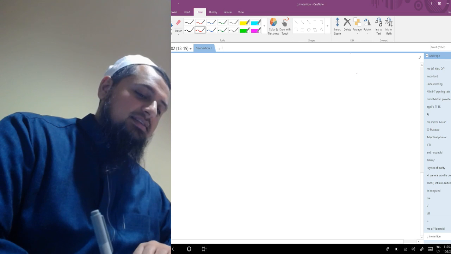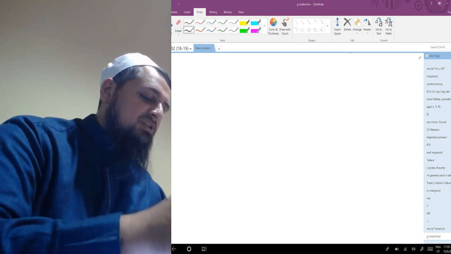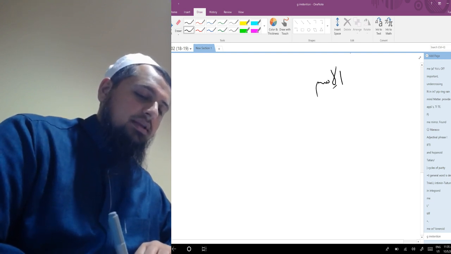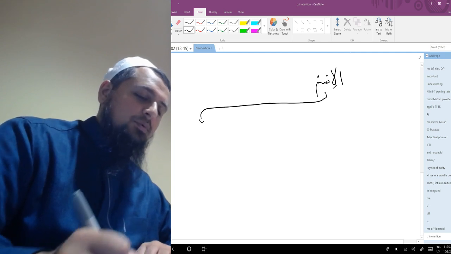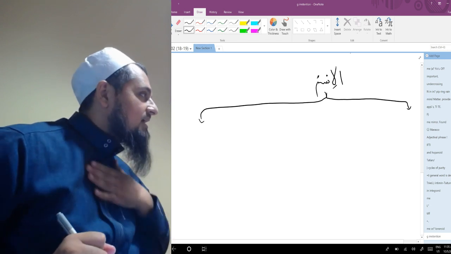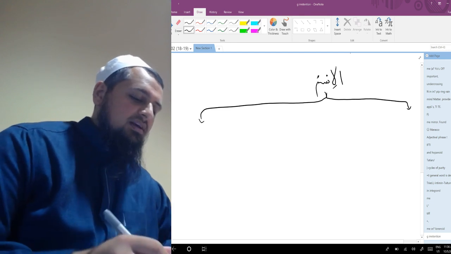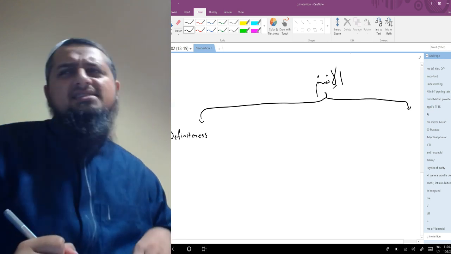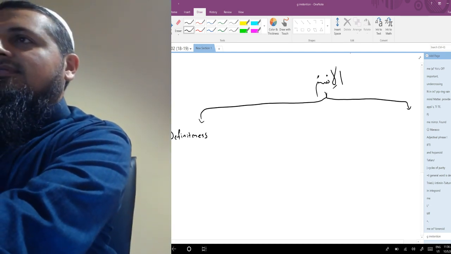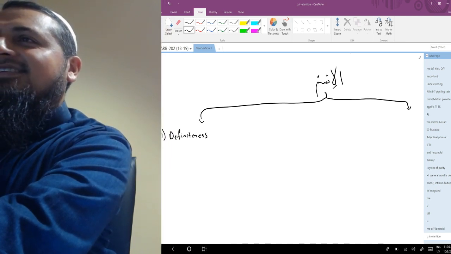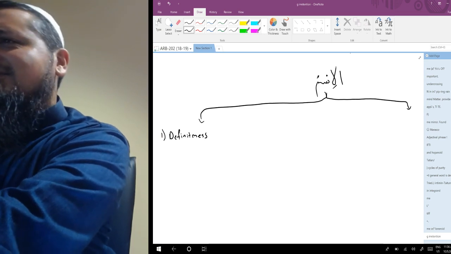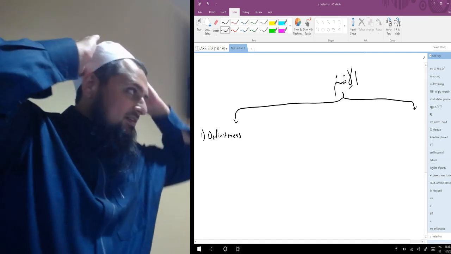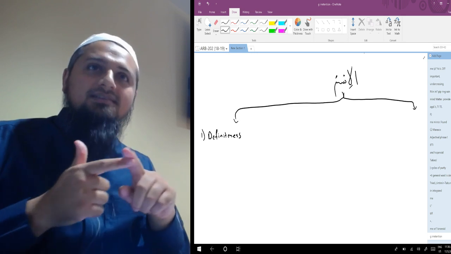So if we're looking at the ism, there are 4 different lenses, or 4 different perspectives, that we're going to analyze the ism through. So we have al-ism. All of us know what an ism is. And there are 4 different ways that we can analyze it. The first is through definiteness. Meaning, is the ism definite or indefinite? Everyone familiar with what those 2 words actually mean? Somewhat? Specific or non-specific? Is the noun talking about something specific or is it talking about something general? So that's one way of looking at an ism. Is it definite or indefinite?